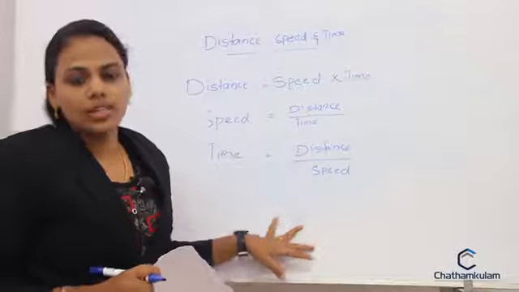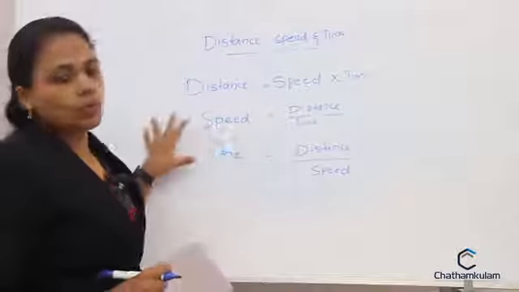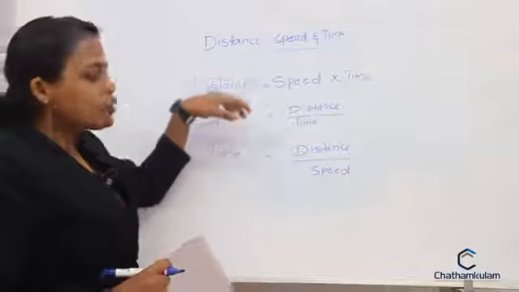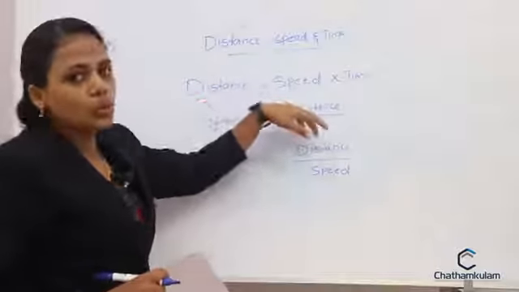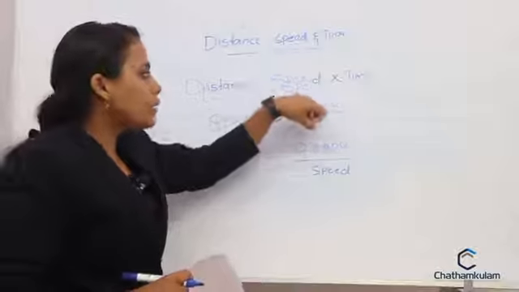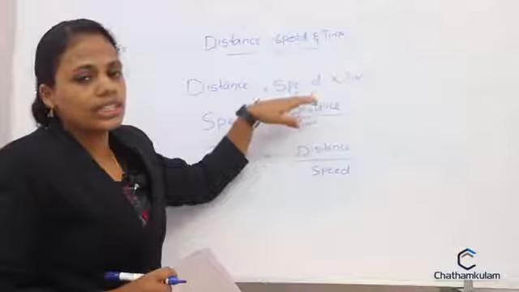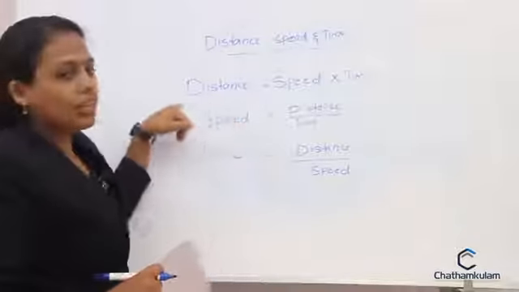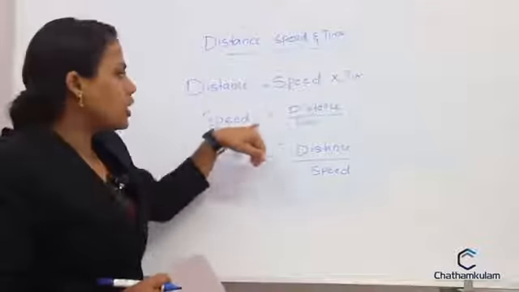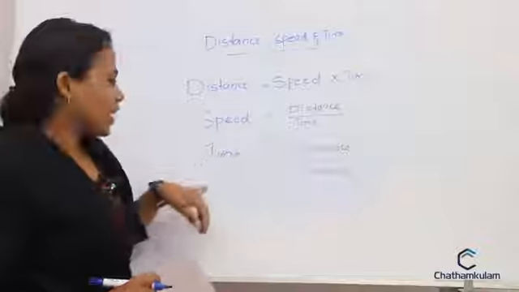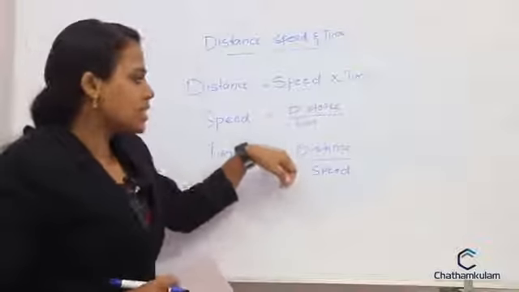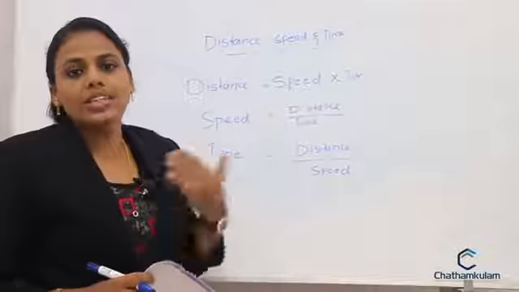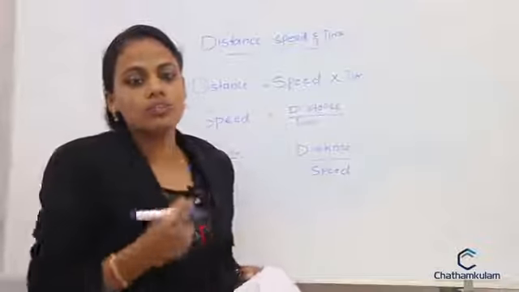In all competitive examinations, there are definitely problems on distance, time and speed. In the case of distance, you need to read the question clearly and calculate speed into time, then we will get the distance. In the case of speed, we need to calculate distance divided by time, and in the case of time, we need to calculate distance divided by speed. So let's see the basic problems to solve using these equations.